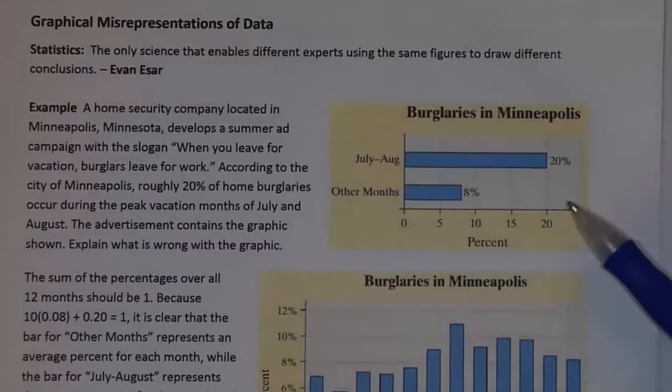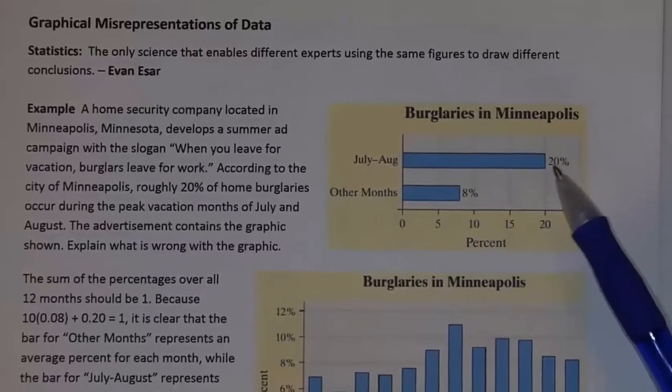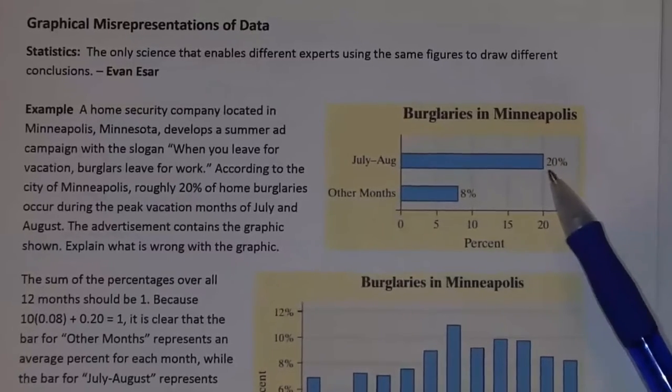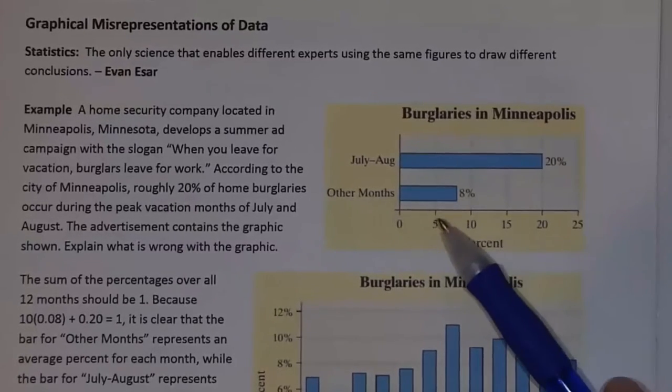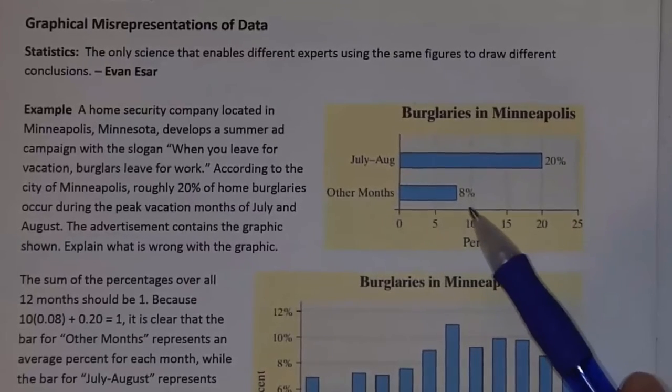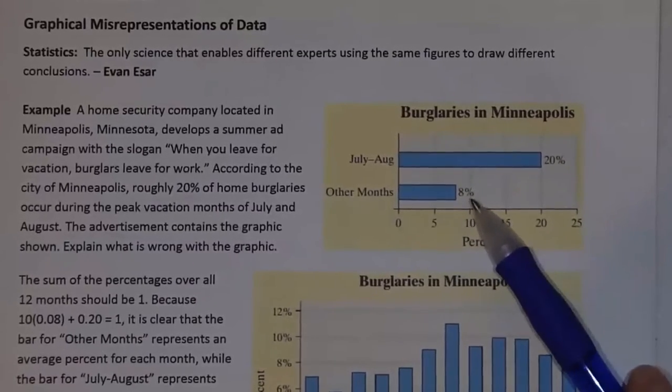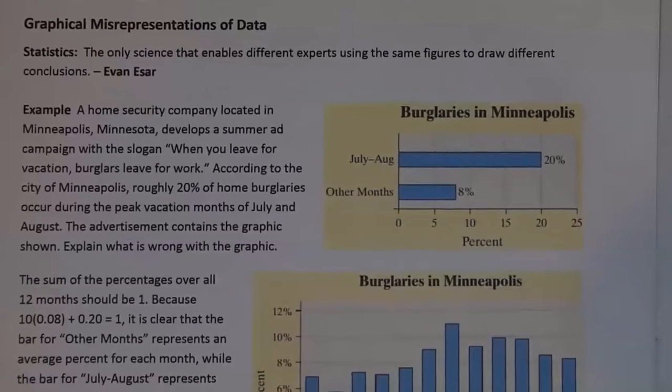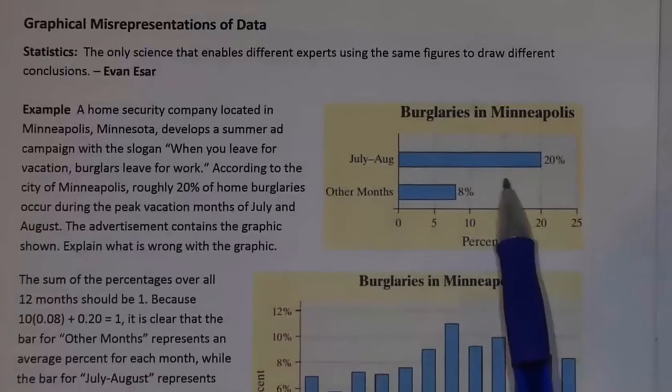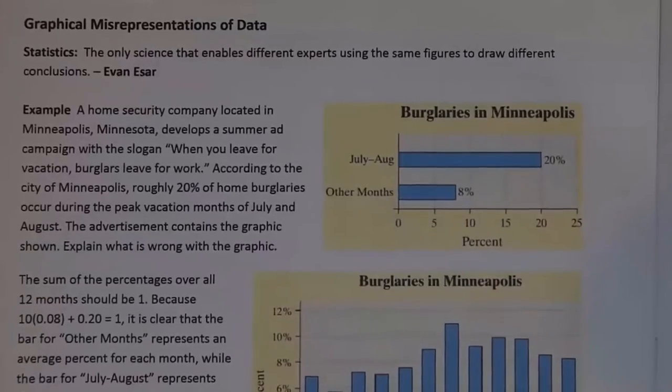Well, I think probably in their zeal to show the disparity between July and August and the other months, they made an unfair comparison. What they're doing is comparing a total of 20% for the months of July and August to an average of 8% for the other 10 months. So the 8% is actually 8% each of the other months, which would make up the other 80% of burglary. So 20% and 80%, that would make 100%. But even then, it's an unfair comparison because we're comparing a total to an average, and that's unfair.